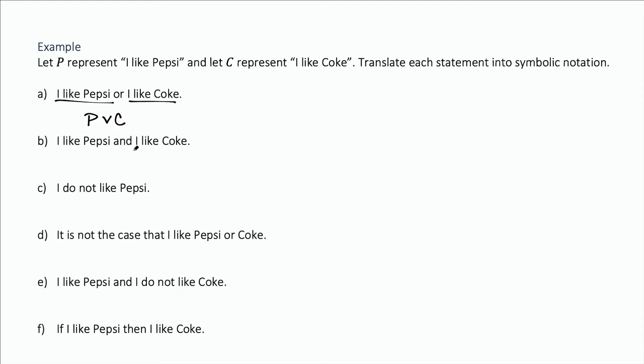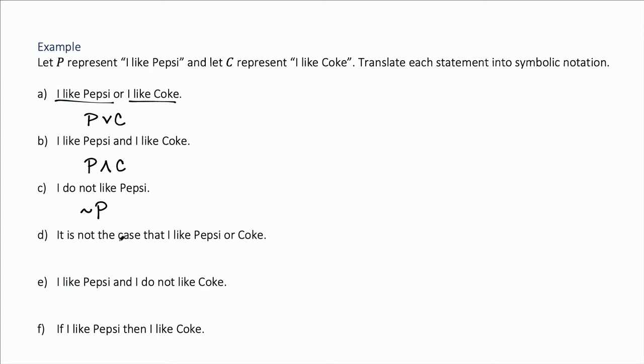I like Pepsi and I like Coke would be P, and then the and symbol is the little caret pointing up, P and C. I do not like Pepsi. In other words, it is not true that I like Pepsi. So that is the little tilde in front of the P, not P. It's not true that I like Pepsi.